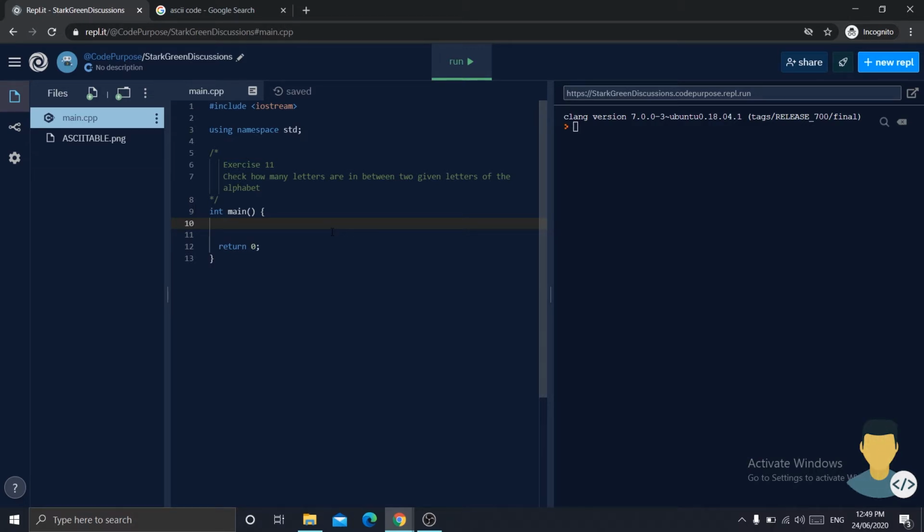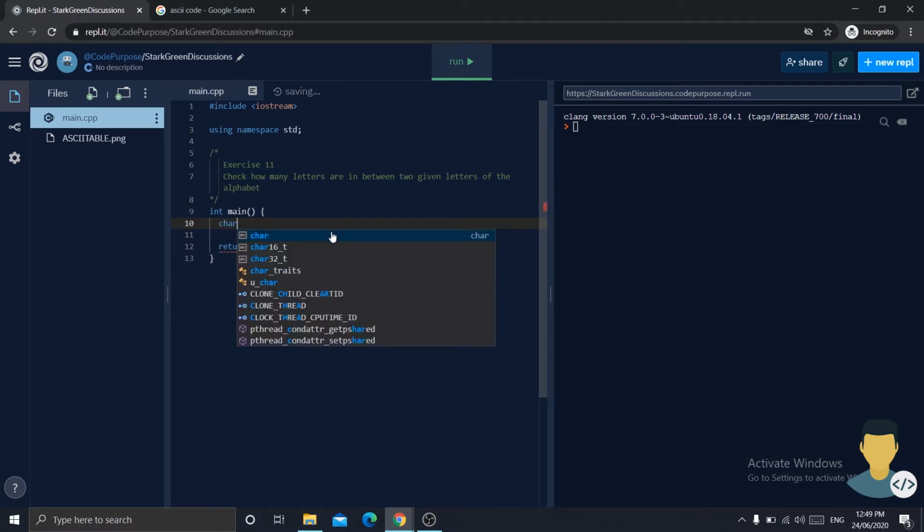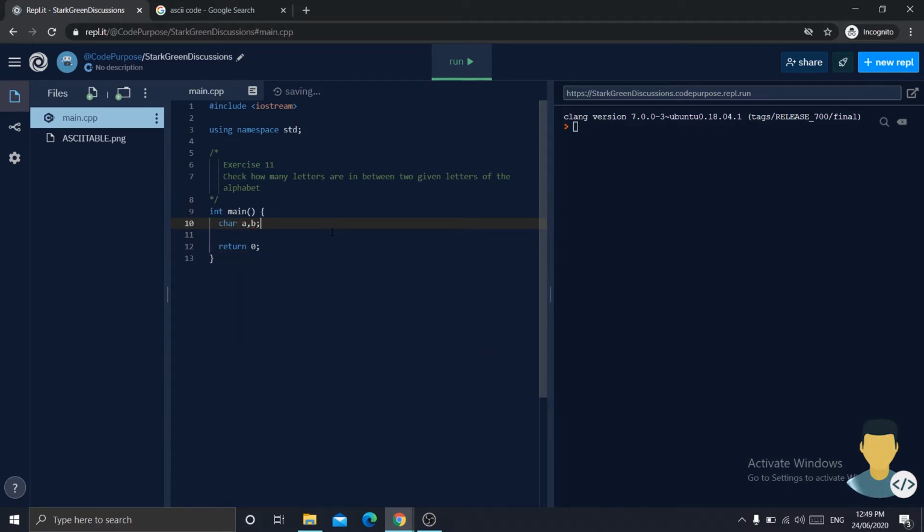Which says check how many letters are in between two given letters of the alphabet. Now we will need two parameters, which of course will be of type char. We will need A and B. Now we will need to read them.